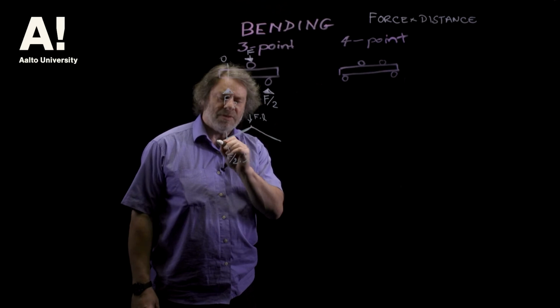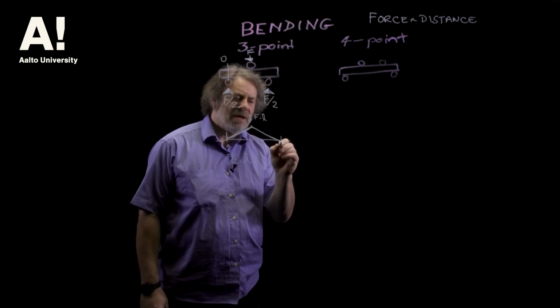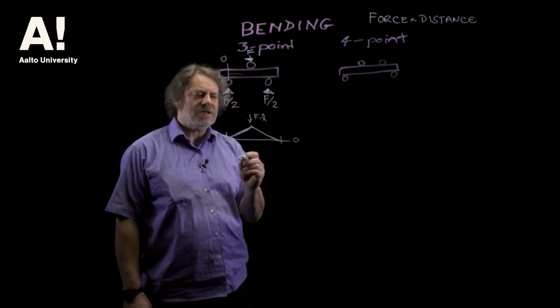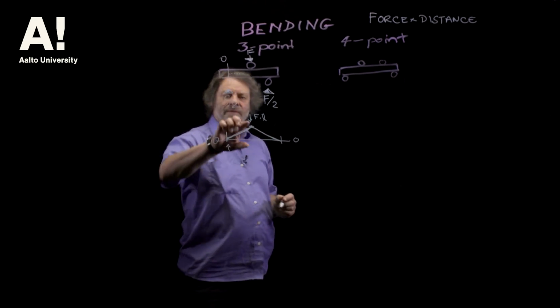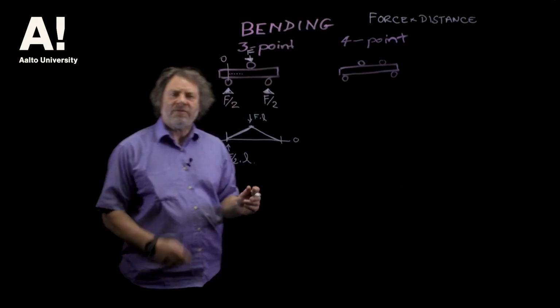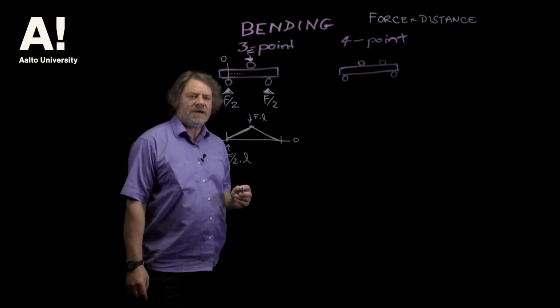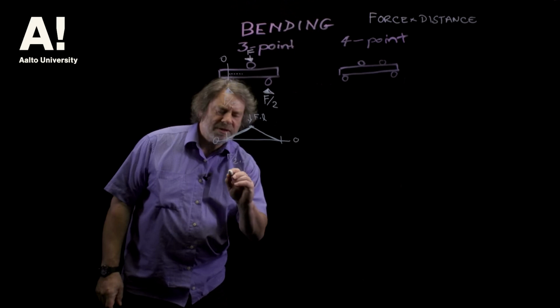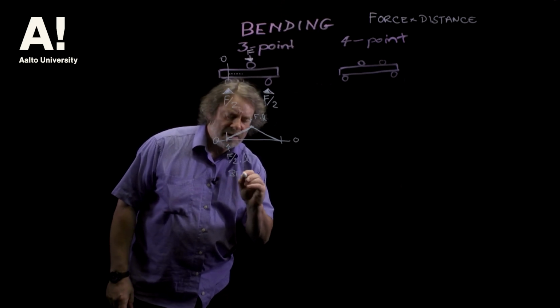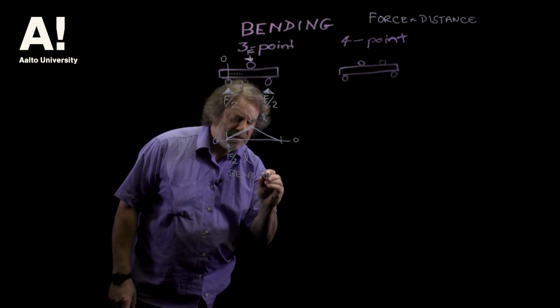So the bending moment diagram starts off at 0, finishes at 0, and goes to that point there. I won't bother doing the maths, it's just the principle I'm trying to explain there. So that's what the bending moment diagram looks like for a 3-point bend.